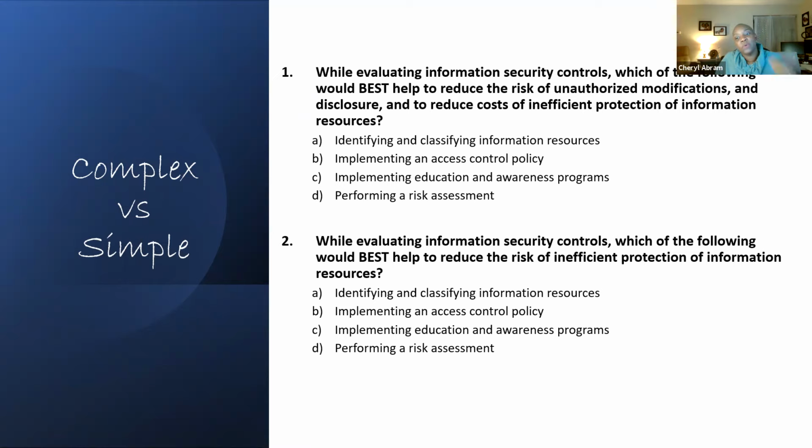You need to focus on only one of these concepts when you're writing the question so that there is no ambiguity about what you're asking. So number two is the simpler, better, more effective stem. While evaluating information security controls, which of the following would best help to reduce the risk of inefficient protection of information resources? Okay, very simple, very clear. The candidate will know what you're asking for, all right?